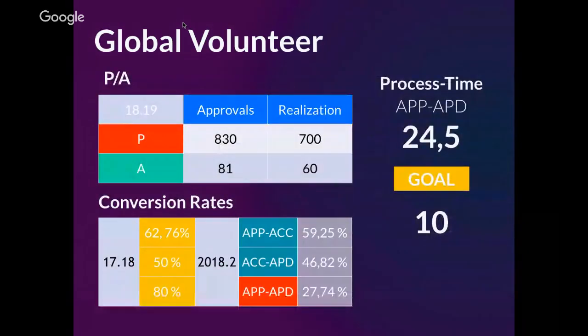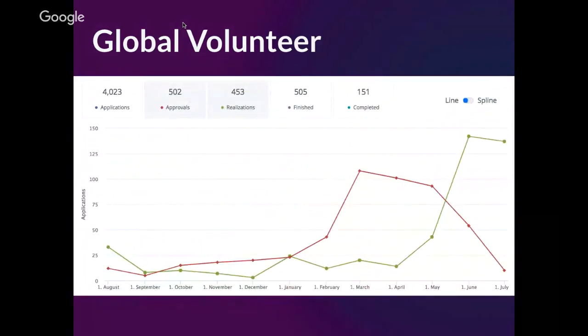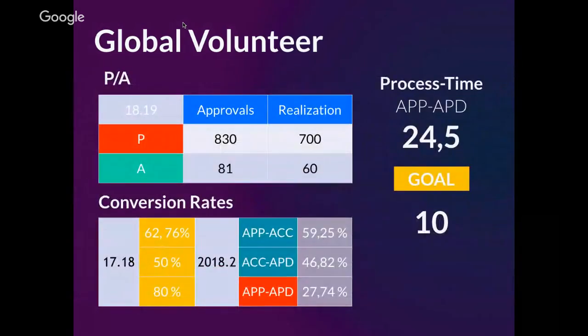This is the overall picture of product at this moment for Global Volunteer. As you can see here, we had 502 approvals last year, and now we are planning 830 approvals for the term 1819, and we are at 81 at this point, which is around 11% plan versus achieved. In terms of realizations, we are planning to have 700, and currently we are at 60.